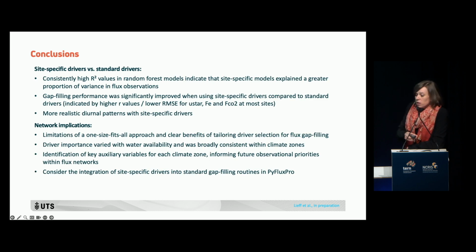So yeah, that leads me to the conclusions. We have the site-specific drivers that produce consistently high R-square values in our random forest model, and that indicates that the models explain a greater proportion of variance in our flux observations in general. But also we do ingest the site-specific drivers into our gap-filling routines, and it substantially improves the model performance indicated by higher R values and lower root mean square errors.